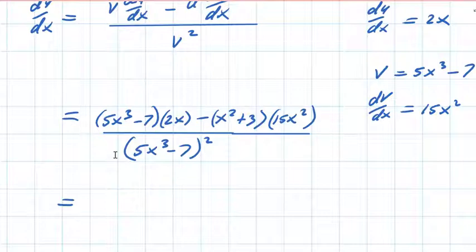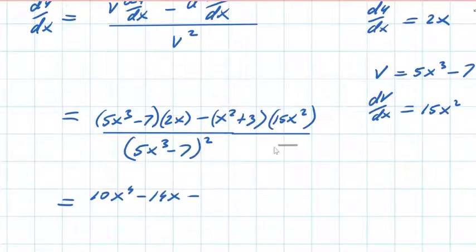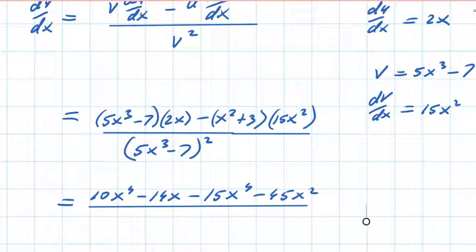So 2x, multiply out the brackets here, 2x by 5x cubed, 2 5s is 10, so that's x to the power of 4, minus 7 2s is 14x, minus 15x squared by x squared over here is 15x to the power of 4. And finally, 3 by 15x squared is 45x squared, and it's a minus, so it's minus 45x squared, and again it's all over 5x cubed. Normally it doesn't have much value multiplying out the bottom part, just leave it as it is.